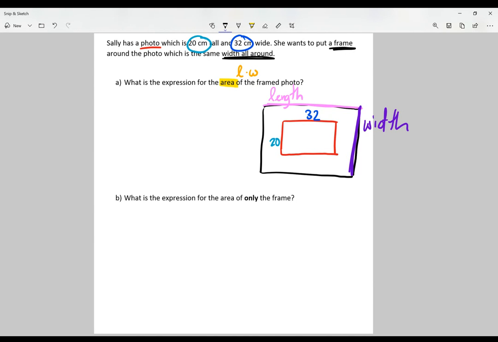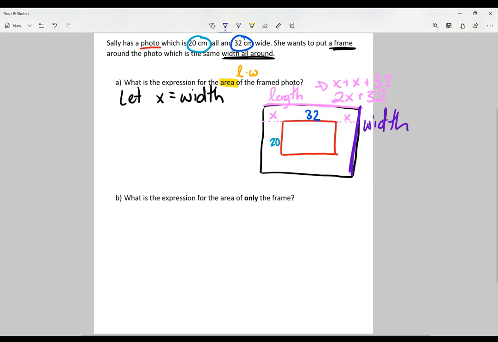Well, since we don't know the width of the frame, we're going to represent it with something. What can we represent the width with? We're going to represent it with a variable. So we're going to say let x equal the width, right? So that means that the length of the entire thing, that pink piece, is simply going to be 32 plus the width of this frame twice. So we're going to get x plus x plus 32, which is simply 2x plus 32.